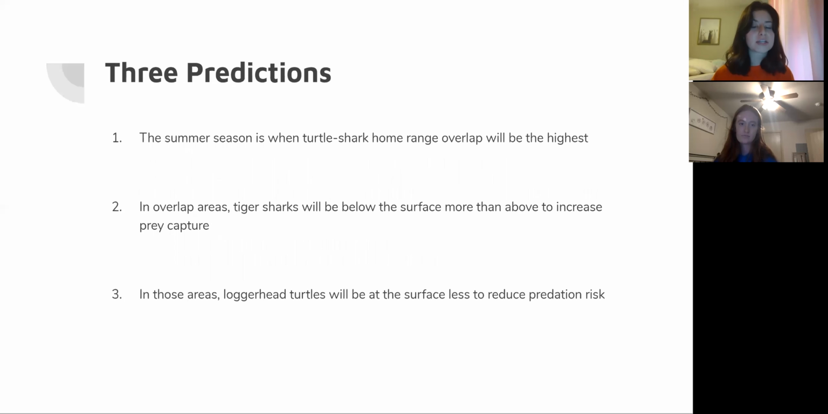There are three main predictions from this introduction. The first is that the summer season is when the turtle and the shark overlap are going to be the highest and the largest. And the second is that in these areas, tiger sharks are going to be under the surface more to increase prey capture. So from that, we know that tiger sharks attack the sea turtles from underneath them when the sea turtles are breaching. And the last prediction is that in these areas, the loggerhead turtles are going to be at the surface less to reduce predation risk. And that's all for the introduction.